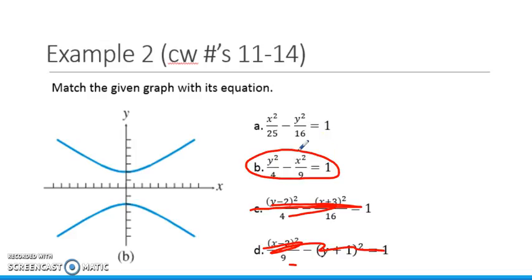If you needed to be more specific, if there were two more similar answers than this, you could also recognize that from the center, the graph is going up and down 2 because the square root of 4 is 2. So from the center, it does appear to be going up 2 and down 2. And then it's a little bit harder to see the other value, but if you sketched in the box going right 3 and left 3, since the number underneath x is bigger, that does seem to make it a little bit wider than it is tall and skinny.